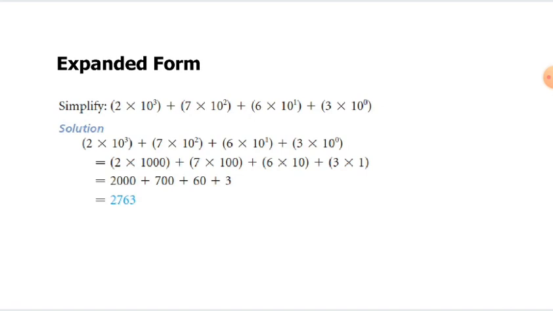Here is another one. This time you have to simplify this instead of expand. So you have 3 times 10 raised to the 0, or in the ones, 6 in the tens, 7 in the hundreds, and 2 in the thousands. So your number is actually 2,763, or the value of this expanded form.